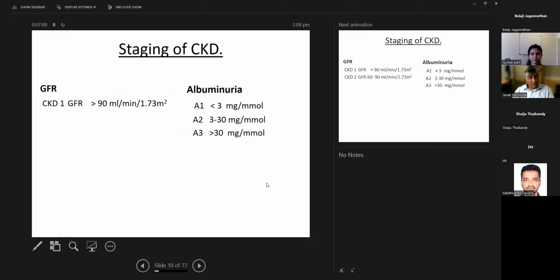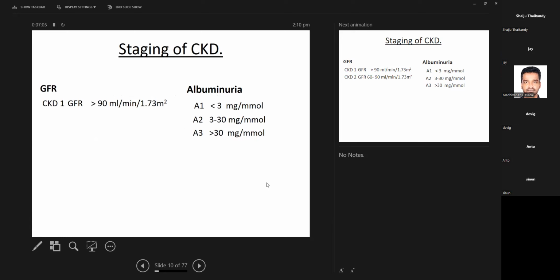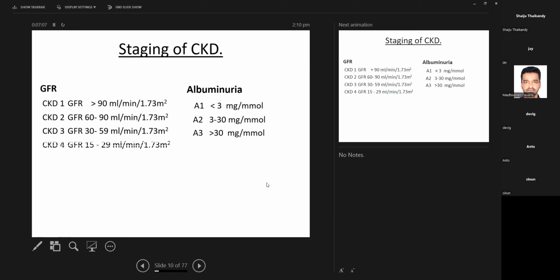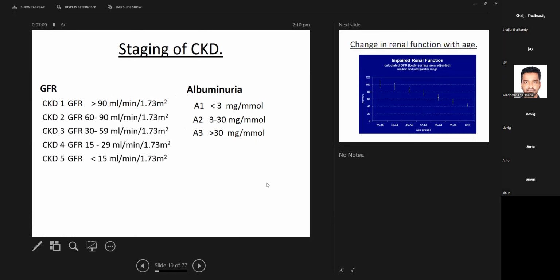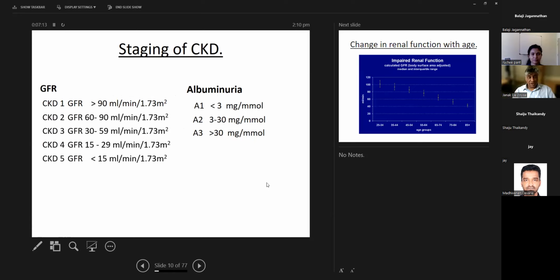And so we can stage chronic kidney disease based on the severity of the decline in the glomerular filtration rate. We typically say there are 5 stages of decline in the glomerular filtration rate, CKD 1 through to 5, with 5 being the worst, where there's a glomerular filtration rate of less than 15 mils per minute.